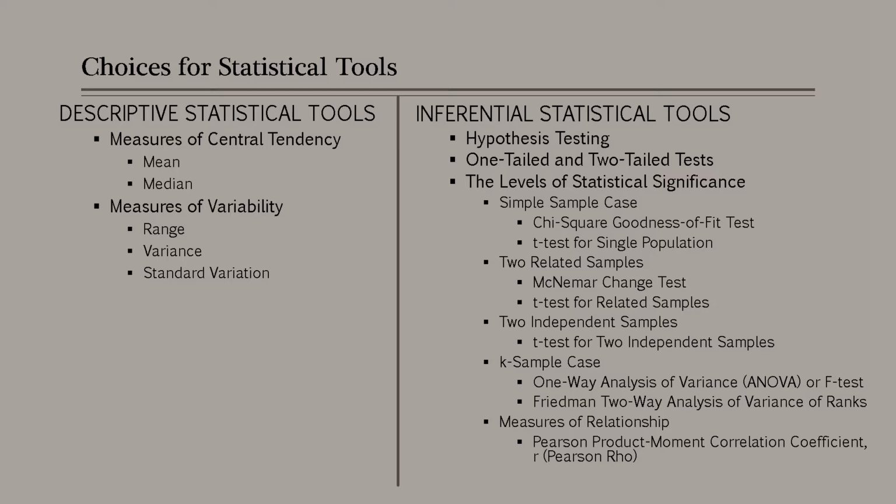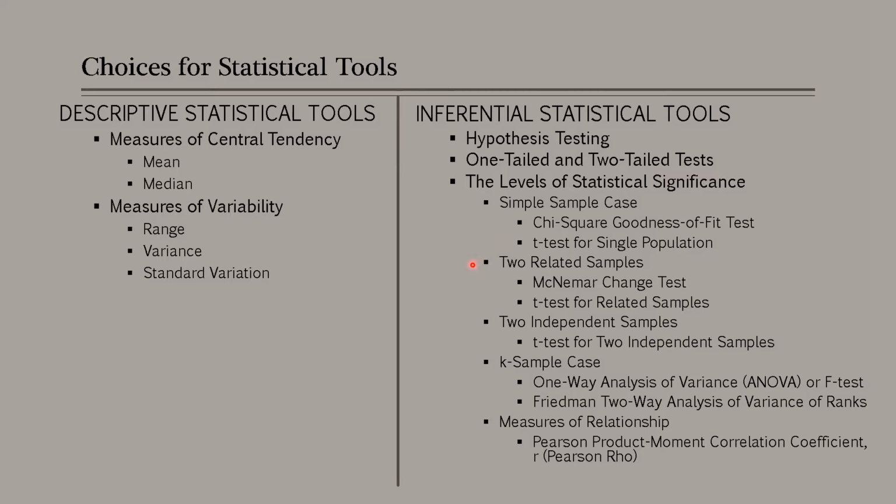The following are the common choices for statistical tools. Under the descriptive statistical tools, to measure the central tendency, the mean or the median can be used. To measure the variability, range, variance, and standard deviation tools are used. For the inferential statistical tools, there are the hypothesis testing, the one-tailed and two-tailed tests, the level of statistical significance, which include simple sample tests like the chi-squared goodness of fit test and the t-test for single population.